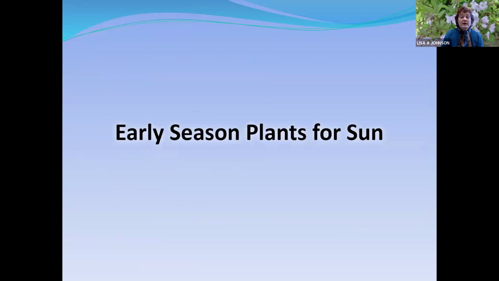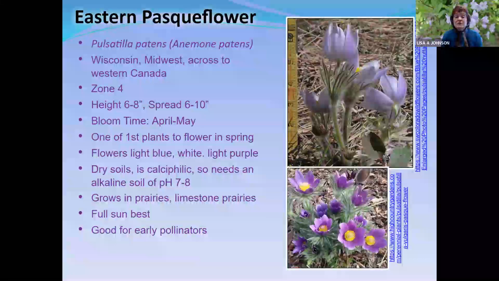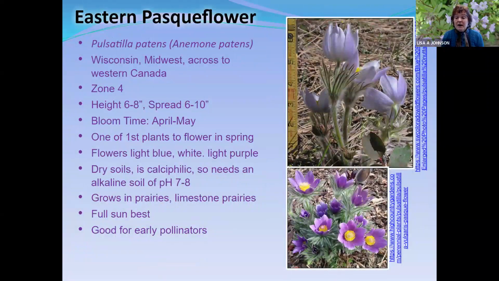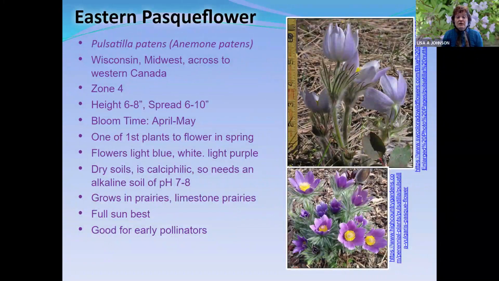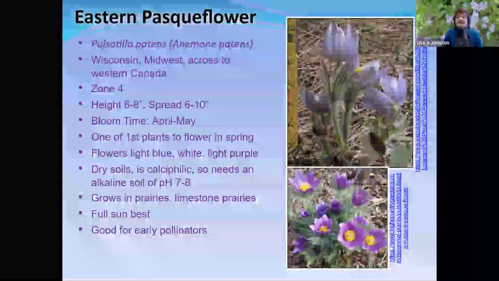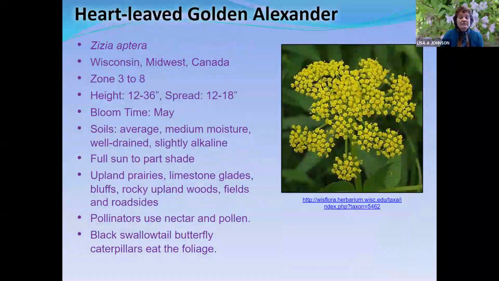Okay, so now we're going to move into early season plants for sun. So these are mostly prairie plants. Eastern pasque-flower, this one's very petite as well, but blooms about the same time as bloodroot, except in the sun. So early season pollinators really like this plant. And this plant is also adapted to alkaline soil. So if you're in the lower half of the state, that's a happy thing for you. And it has light blue to purple to white flowers and very fuzzy leaves that create interest in the landscape. You can go to the next slide.